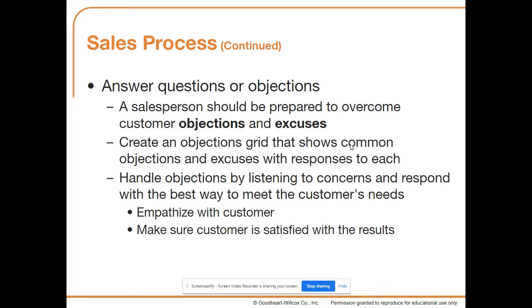So you should essentially come up with what we call an objections grid that lists all the different possible objections that a customer could come up with, and then an excuse is like a retort to their objection, so that they think, "Well, yeah, it is a little bit more money, but the quality is so much better, and you know what? Maybe I will go with this product."